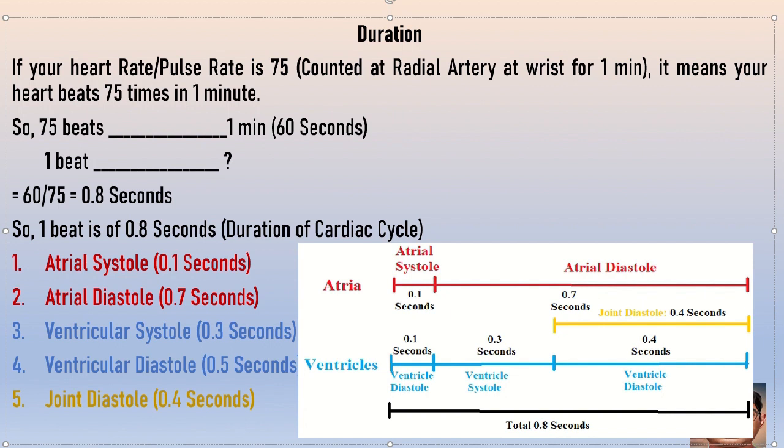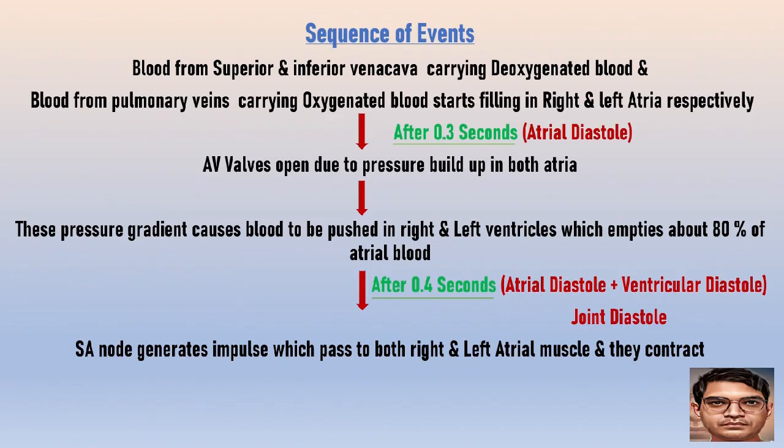Now we'll see the sequence of events occurring one after the other in the cardiac cycle, which are responsible for pushing up of blood into the aorta from left ventricle and into the pulmonary artery from right ventricle. First, we'll start with the blood coming in right and left atria. The blood coming in right atria from superior and inferior vena cava is deoxygenated blood, whereas blood coming in left atria from pulmonary veins is oxygenated blood.